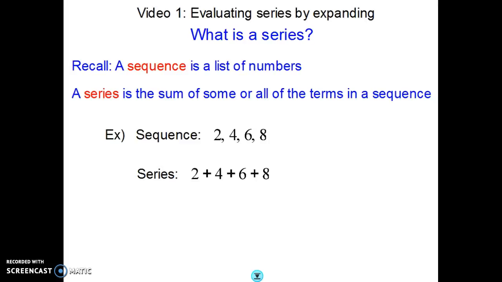So, for example, if we had a sequence 2, 4, 6, 8, the related series would just be 2 plus 4 plus 6 plus 8. Right? We're finding a summation instead of just a list.